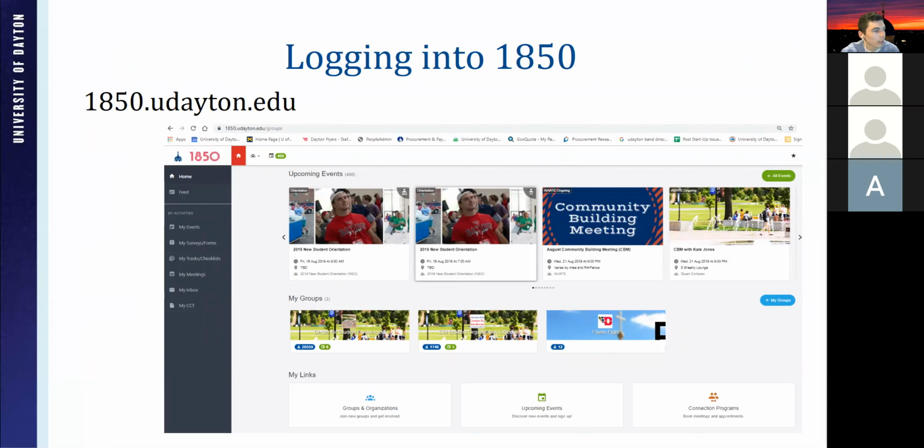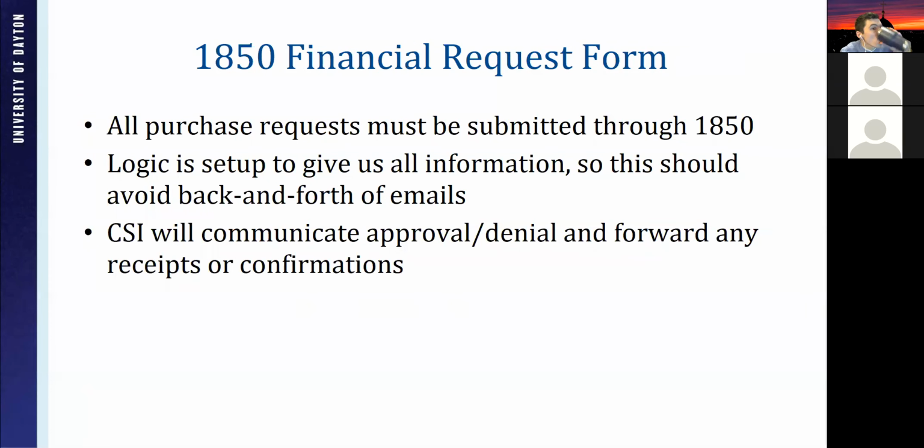We'll walk through logging in a minute. So all purchases have to go through 1850. This is how we at the university know what your group is trying to purchase. The logic is built into it so that it'll only ask you the information that's necessary. So if you're trying to order apparel, it's not going to ask you travel related questions. We try to keep that as simplified as possible, just so that you're not filling out too much repetitive information. We know it's repetitive, but we've tried to cut it down as much as possible.